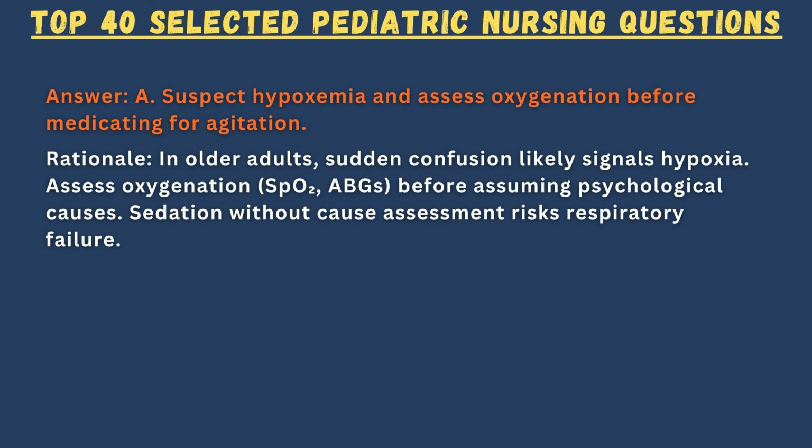Rationale: in older adults, sudden confusion likely signals hypoxia. Assess oxygenation, SpO2, ABGs before assuming psychological causes. Sedation without cause assessment risks respiratory failure.